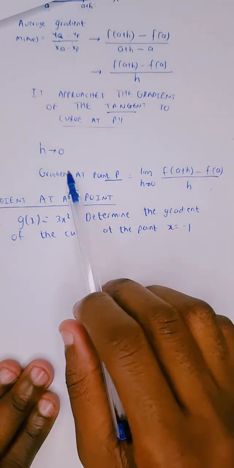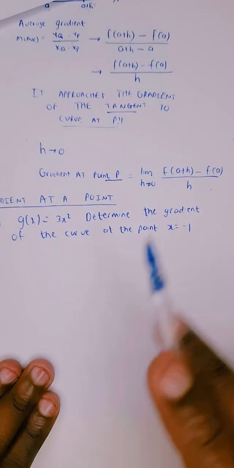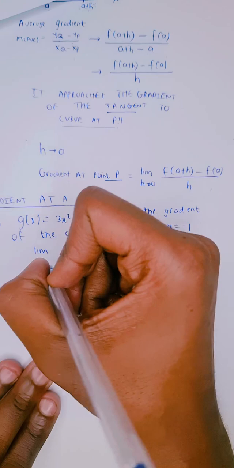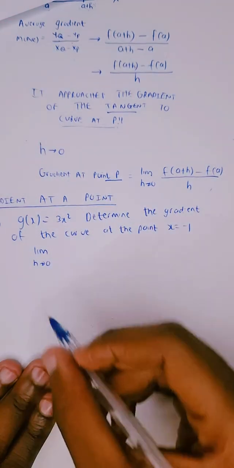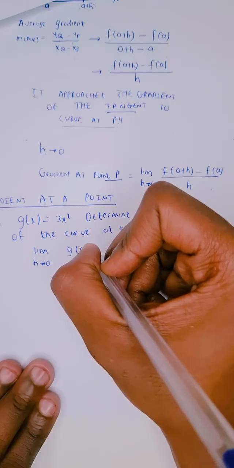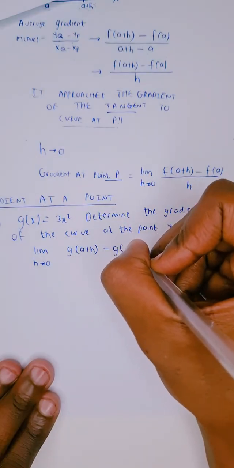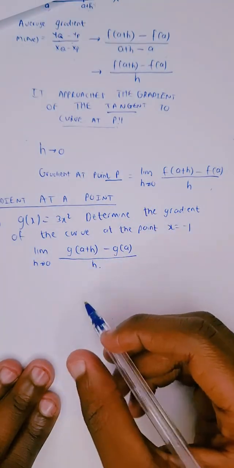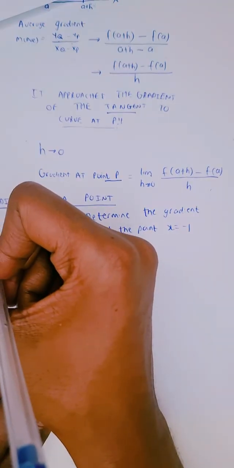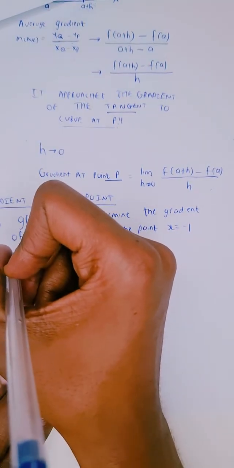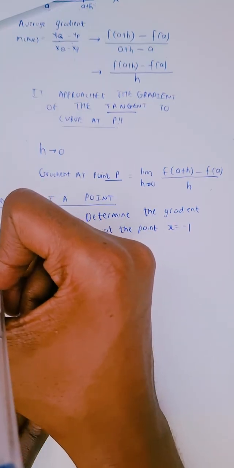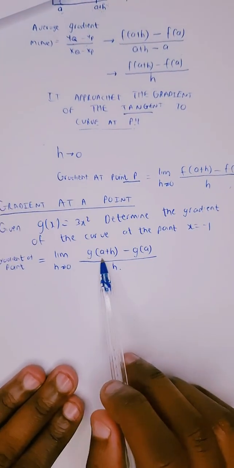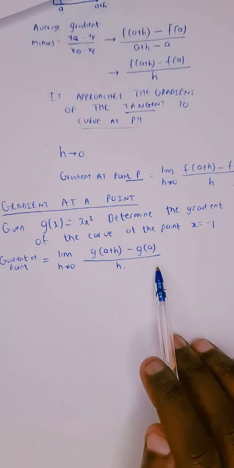Why? Because we have a specific working formula, which says the limit as h approaches 0 of g of a plus h minus g of a, all over h, is the gradient at that point. That is what we see in this formula.